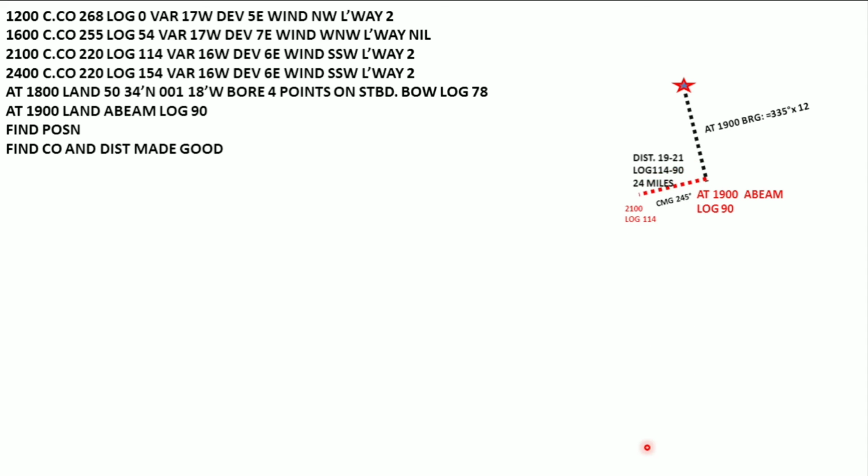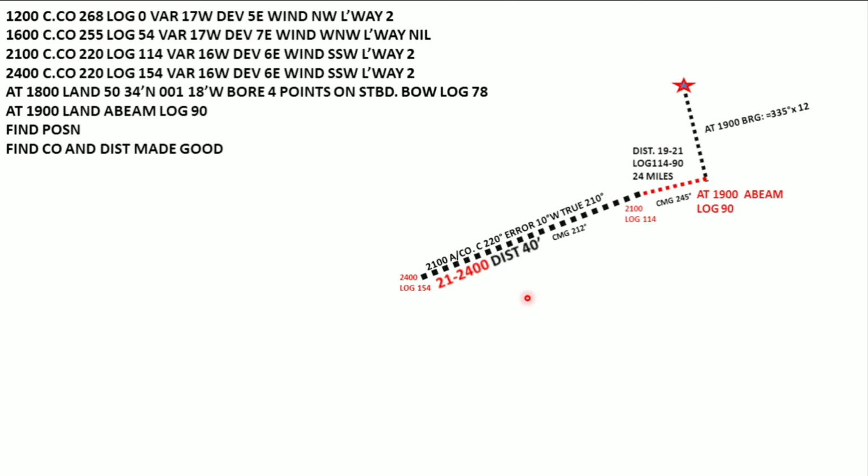And after this, we will continue on 245, but here the log was 90 at 19, it is 214. So now the distances have changed here, 245. On course 245, it has become 24 miles. And of course, the last course was already calculated by you. So what remains for you to calculate in this is the reverse bearing and this part of it.